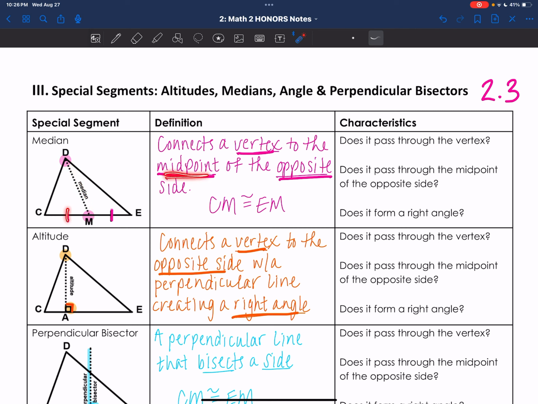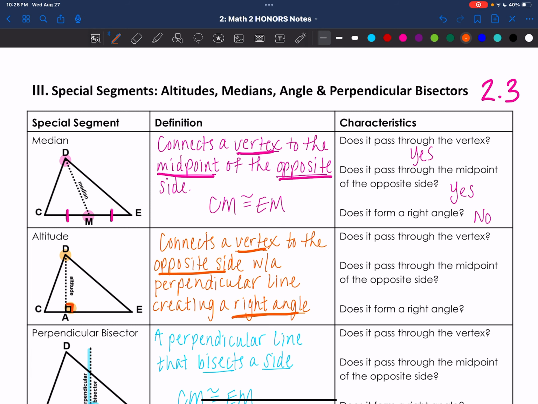So the midpoint means that side is congruent to that side, so it has to be the opposite side. So CM is congruent to EM. Now, some questions you need to think about: does it pass through the vertex? If it does, that's part of it. Does it pass through the midpoint of the opposite side? Yes. Does it form a right angle? No. Those are some of the characteristics, but the main thing with the median is it goes from the vertex and creates a midpoint on the opposite side.